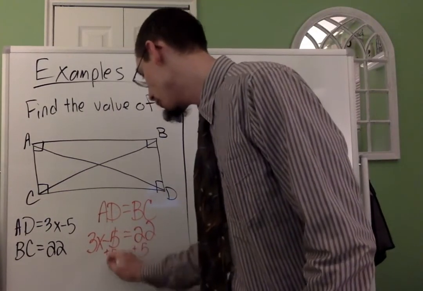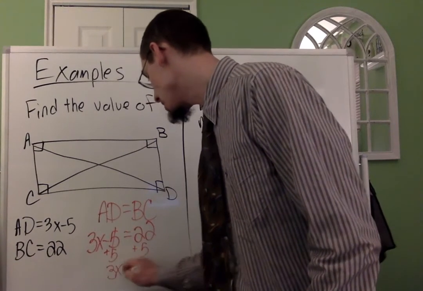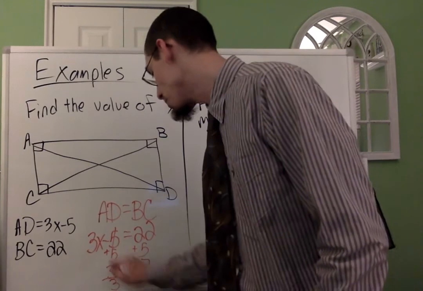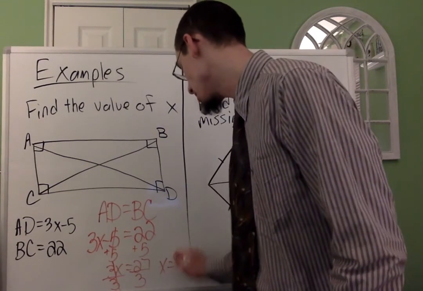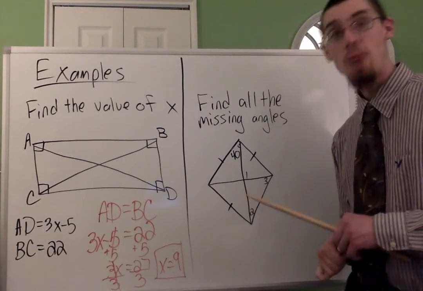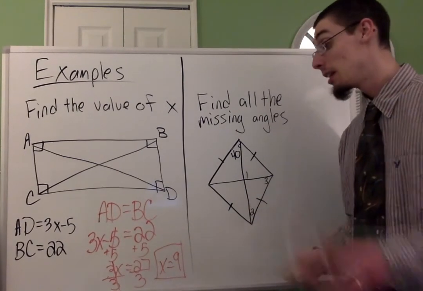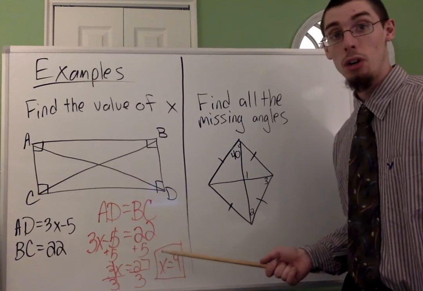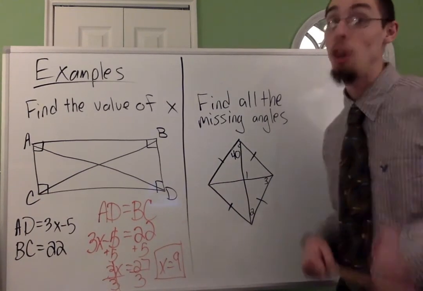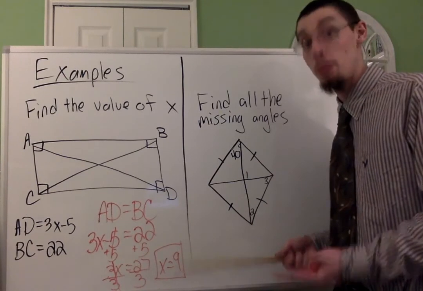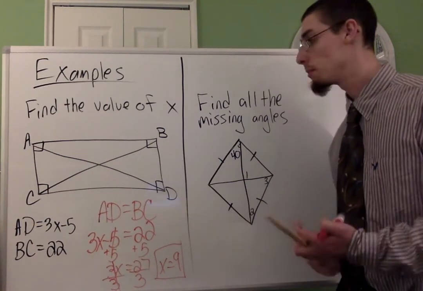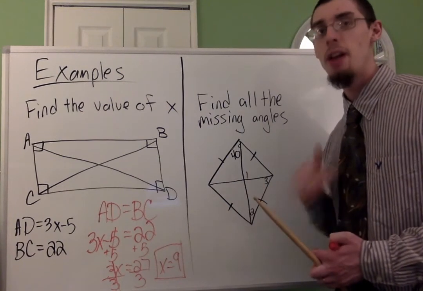Add 5, 3x equals 27, divide by 3, turns out that x equals 9. Very simple and straightforward. You've been doing this all year long, right? Setting up equations. You're just setting it up based off of a new relationship, right? Diagonals are congruent. Very, very basic, very straightforward.